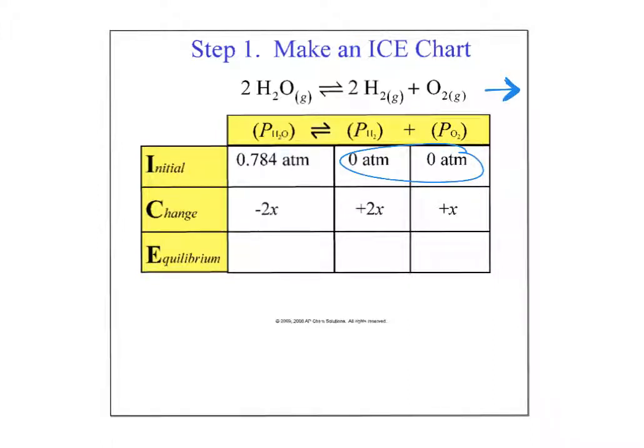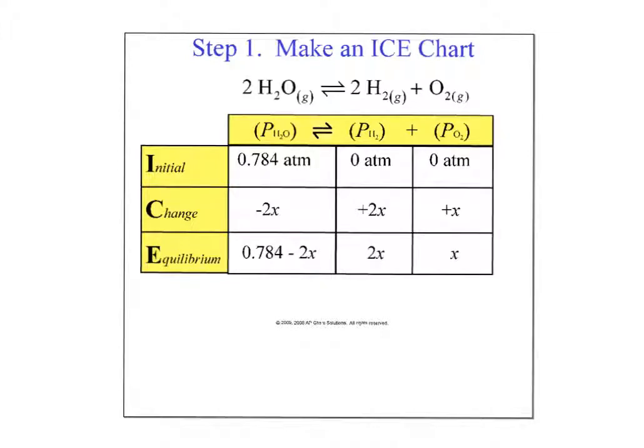So we move. What that means is we are going to use up, so minus 2x, so 2 times a certain amount of the water. And then the products we're going to make plus 2x of the hydrogen and plus 1x of the oxygen. So whatever direction you're moving, in this case, we're moving the forward direction, we get positives, and then we're using up some of the reactant, so minus 2x.